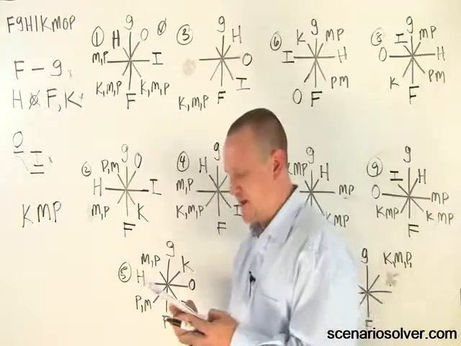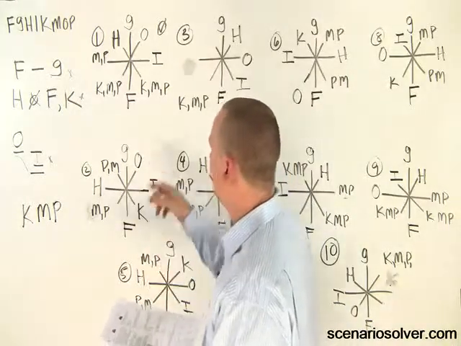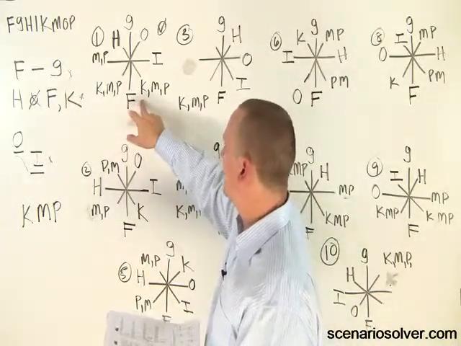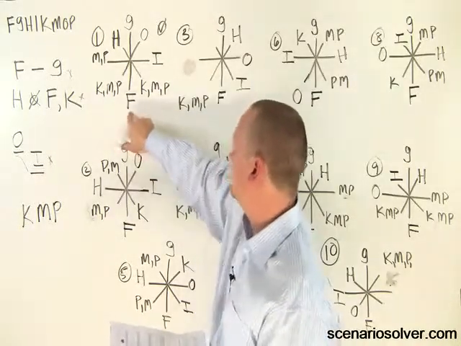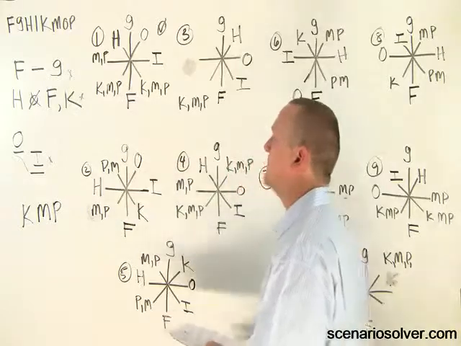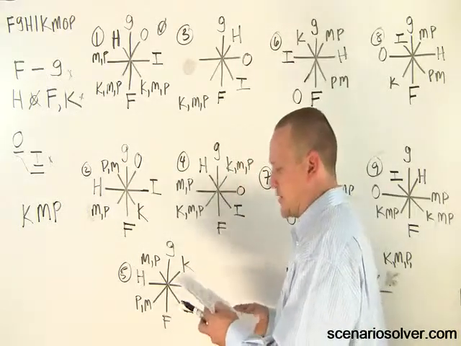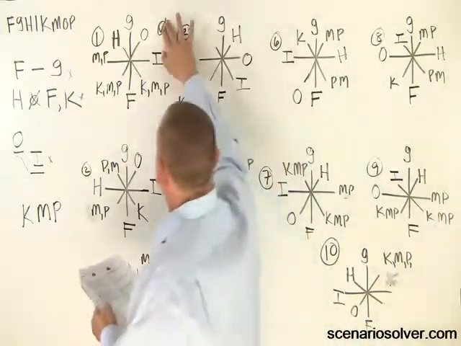It's D. And then let's look at E, though. K and M. Well, K and M could have a space between them here, and that would only make F go between. So again, we know that the answer to the question is D.